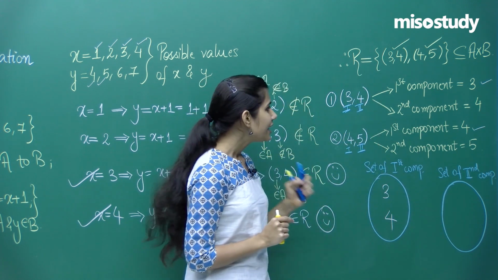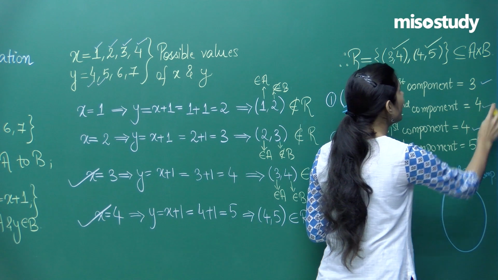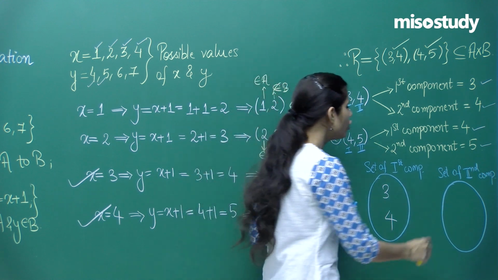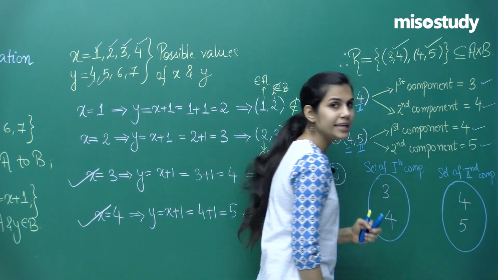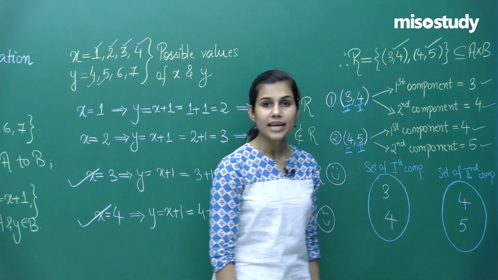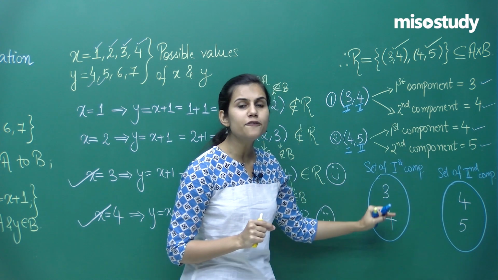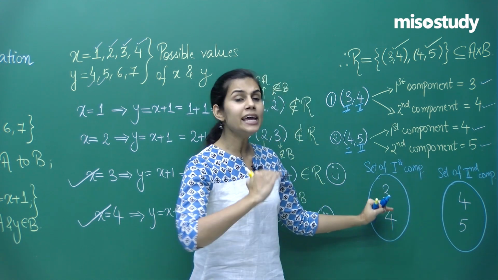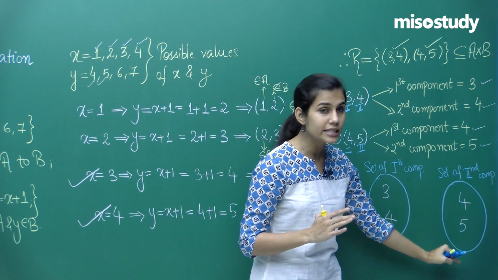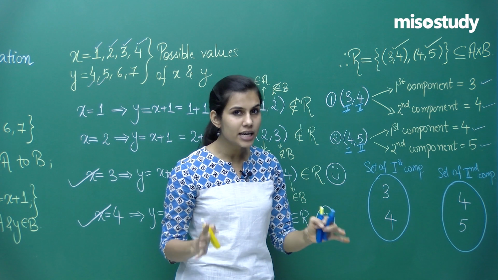Now, if I move on to collecting the distinct second components, I have 4 as the first second component and 5 as the second component. Therefore, 4 and 5 give me the set of second components of the ordered pairs which sit in the set R. In this way, I have obtained the set of all the first components which are making the ordered pairs in the set R and the set of all the second components which are making the ordered pairs in the set R. Why did I do this?